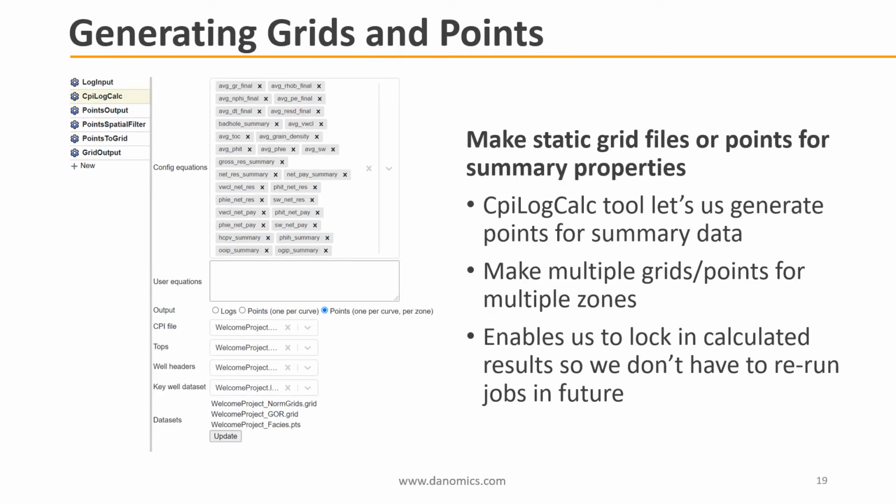Likewise, you can do the same for when you're generating grids or points. So in this example, I've gone through in the CPI log calc tool, and I've added a large number of these summaries, so average properties and some summations, where we'll go through and we'll write out a points data set. We may do some optional filtering, and then I'm going to turn those into grids for each and every one of my zones. So this is a way you can get out a consistent list of map properties without having to go in and designate which ones you want in the CPI config.